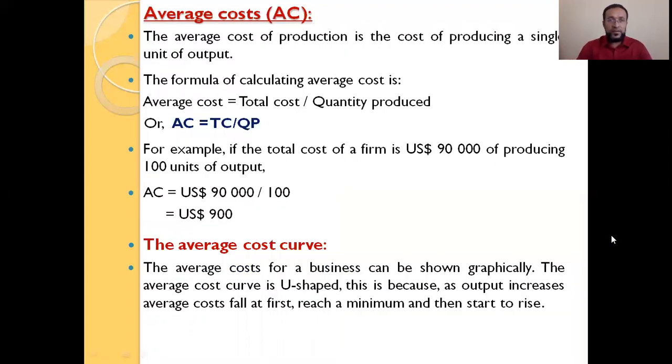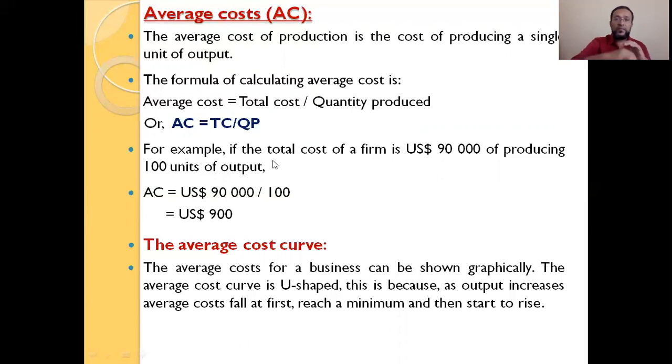Now come to the average cost. The average cost of production is the cost of producing a single unit of output. The formula for calculating average cost is average cost equals total cost divided by total quantity produced. That means AC equals TC divided by TP.